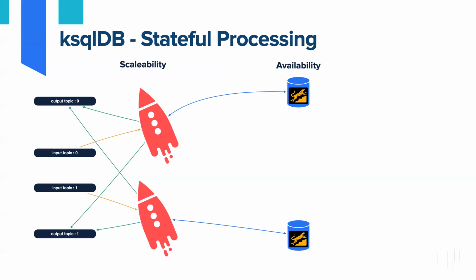What if my KSQL server goes down, my RocksDB database goes down with it? It needs to be durable. And that's where Kafka comes in with Kafka Streams, KSQL. It puts that durability into a topic.